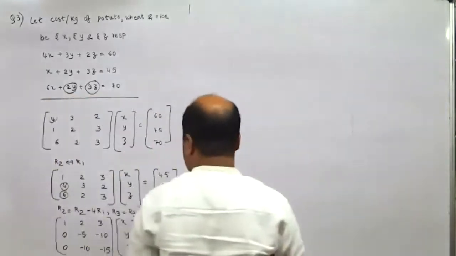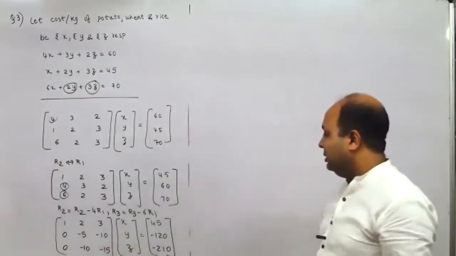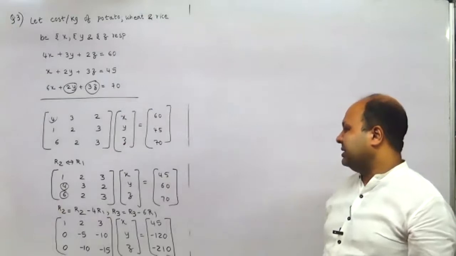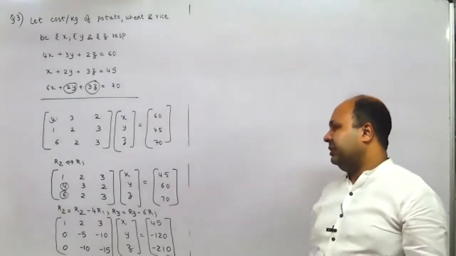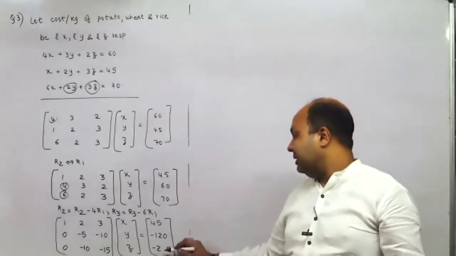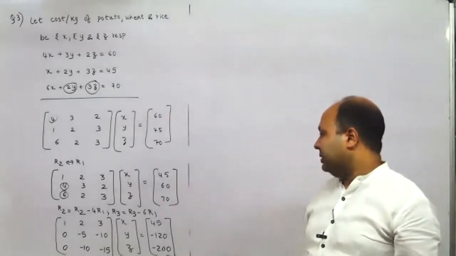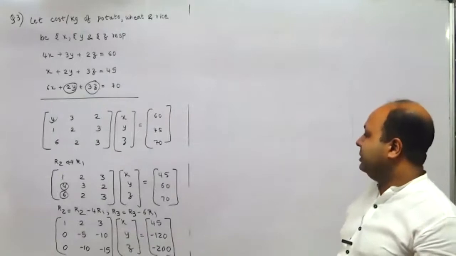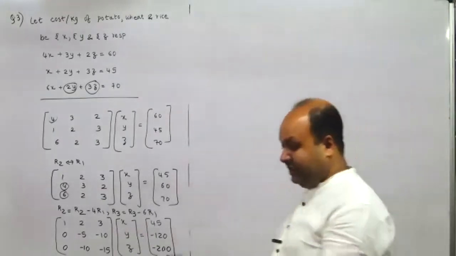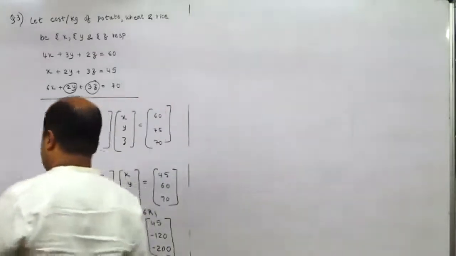Wait. 70 minus 6 into 45. 6 fives are 30, carry over. Yeah, this would be minus 200. Now, once you get this, they have in fact given that.